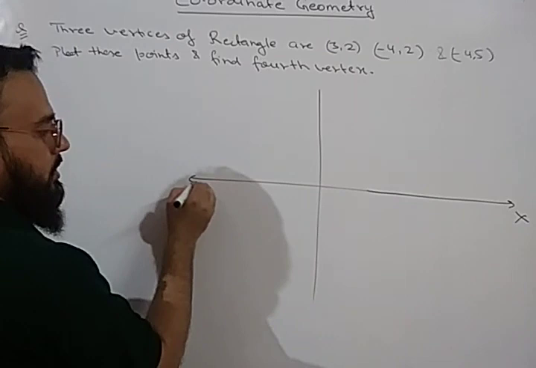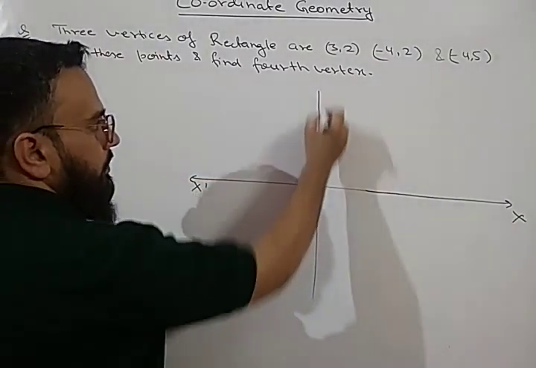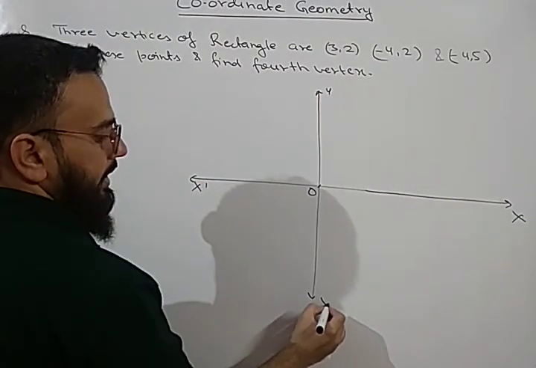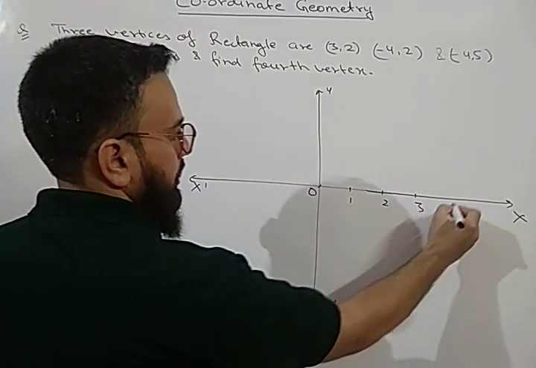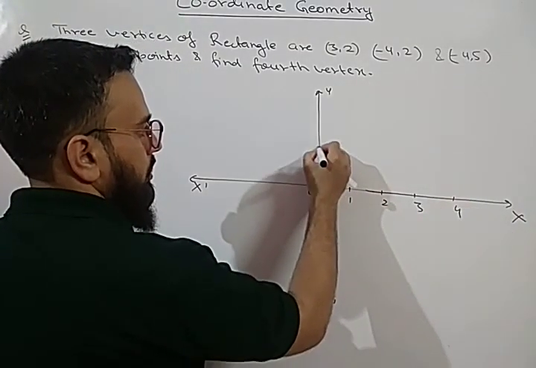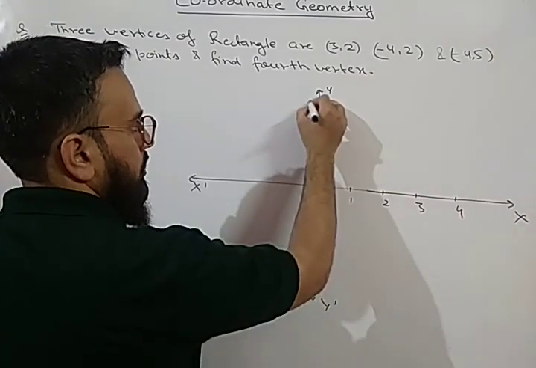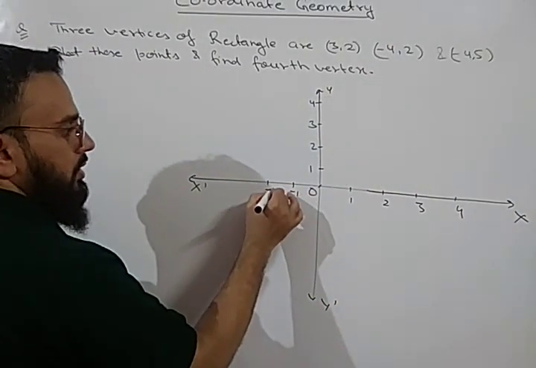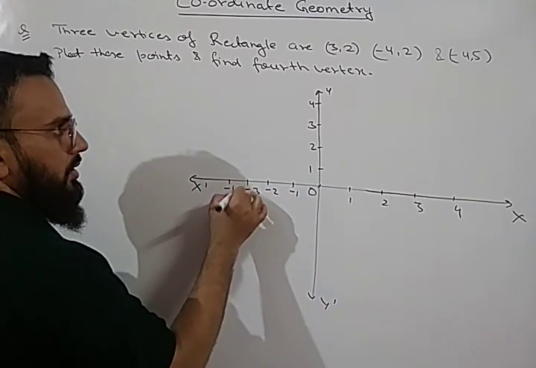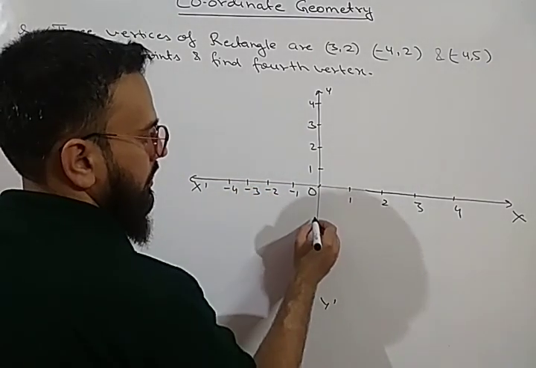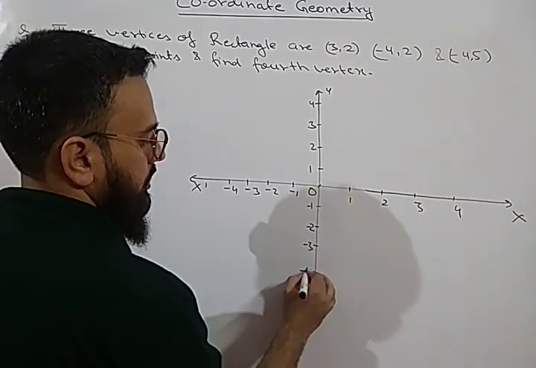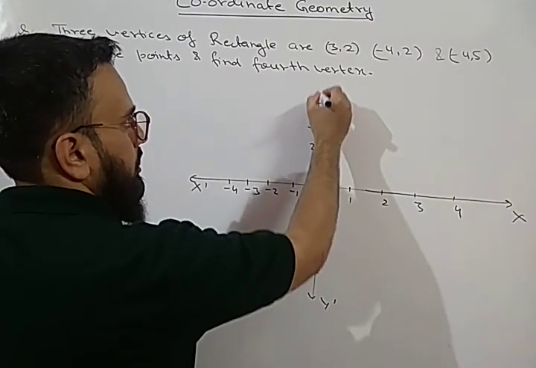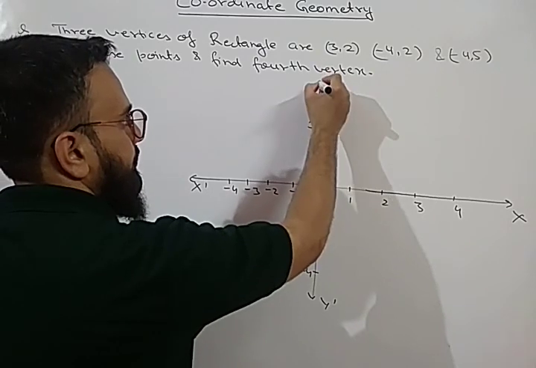So this is the x-axis, x dash, origin, y and y dash. Now let us mark 1, 2, 3, 4, then −1, −2, −3, −4 on the x-axis, and −1, −2, −3, −4 on the y-axis, and let us consider this is our 5.